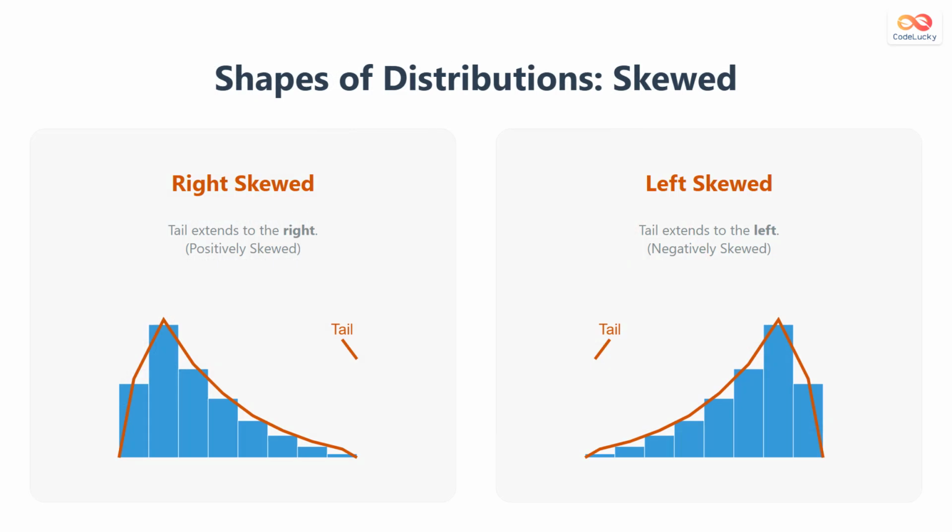Sometimes data is not symmetrical, it is skewed. If the long tail extends to the right, towards the higher numbers, we call it right skewed or positively skewed. Conversely, if the tail extends to the left, towards the lower numbers, it is left skewed or negatively skewed. The direction of the tail tells you the skew.